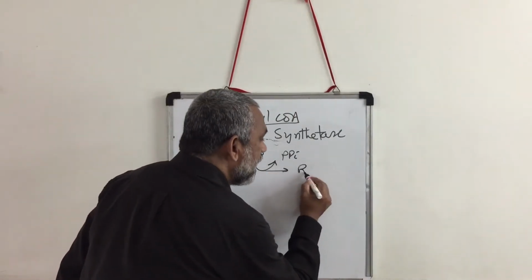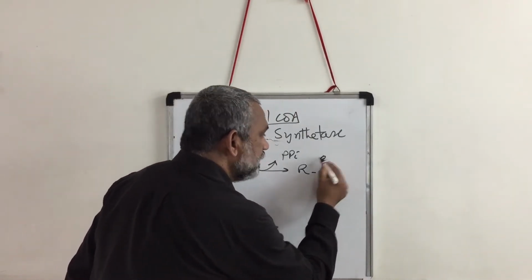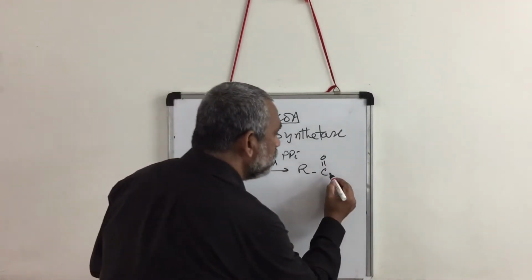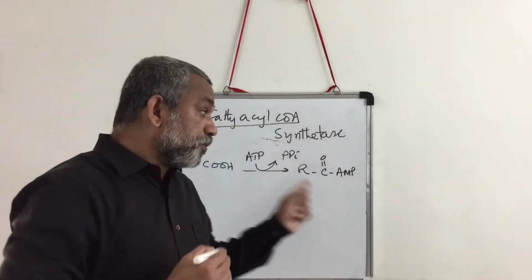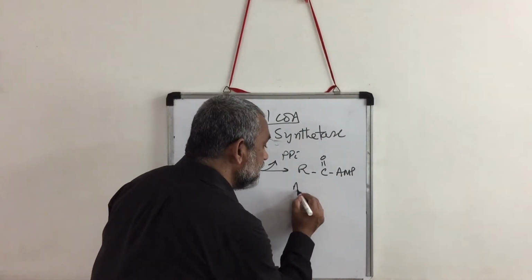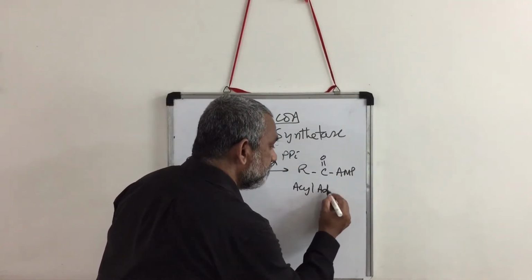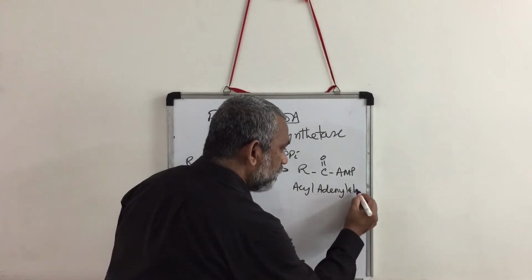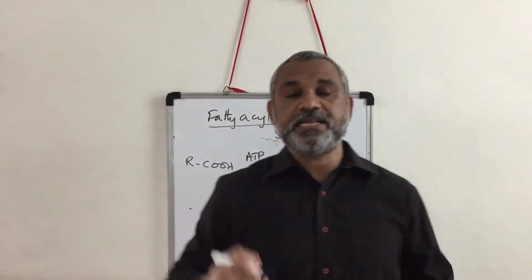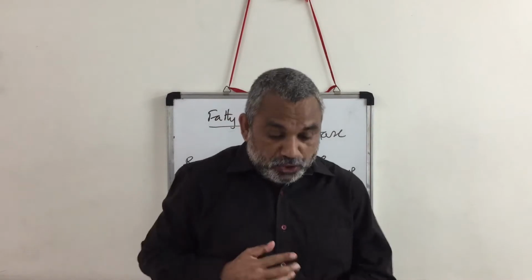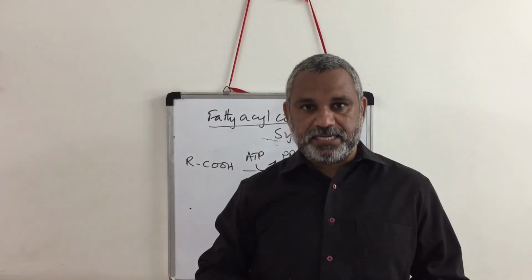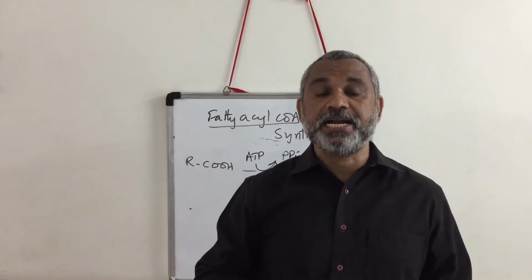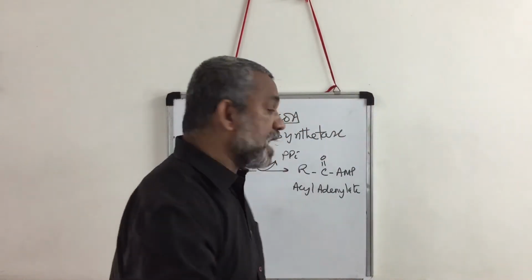So you will get R, C, double bond O. Now it is an AMP attached. This product is called acyl adenylate. Okay, acyl adenylate is formed. Still, this is not the active form of fatty acid. You are only getting an acyl adenylate. Now the next reaction happens.